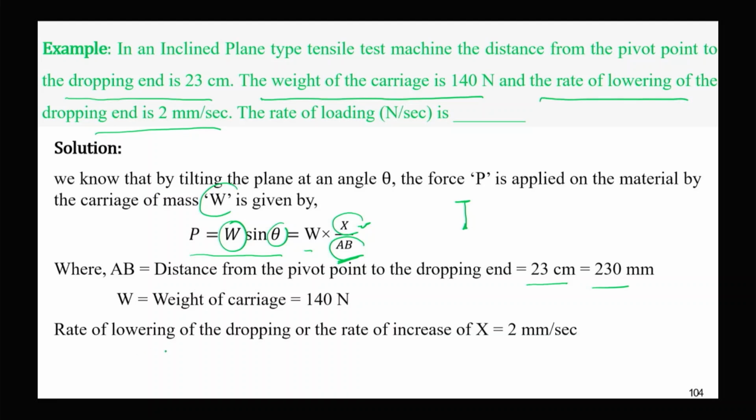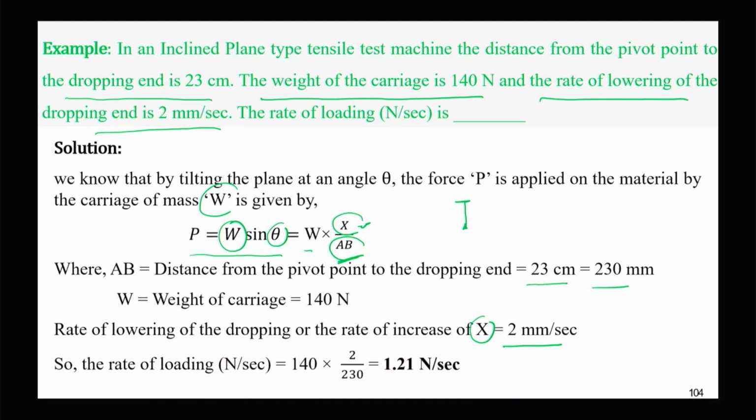So the rate of lowering x is 2 millimeter per second. The rate of lowering is given, and from there we can calculate the rate of loading. 140 times 2, the rate of increase of x value, divided by 230, where 230 is the distance from the pivot point to the dropping end. So it becomes 1.21 Newton per second.